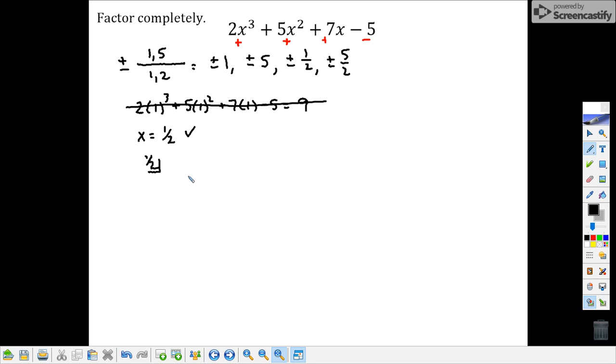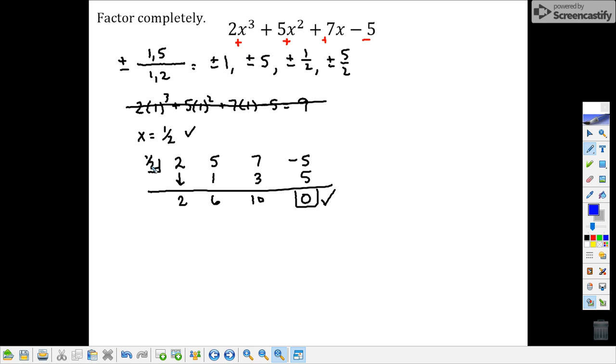So for that reason, I'm going to put 1/2 in my box. That's my zero. And then I'm going to go ahead and do my synthetic division. I'll set up my synthetic, so I'll have 2, 5, 7, and negative 5. And then I'm going to just work my magic. Drop down that 2. 2 times 1/2 is 1. Add 5 and 1, you get 6. 6 times 1/2 is 3. 7 plus 3 is 10. 10 times 1/2 is 5. And then we get a remainder of 0, which is what we wanted.